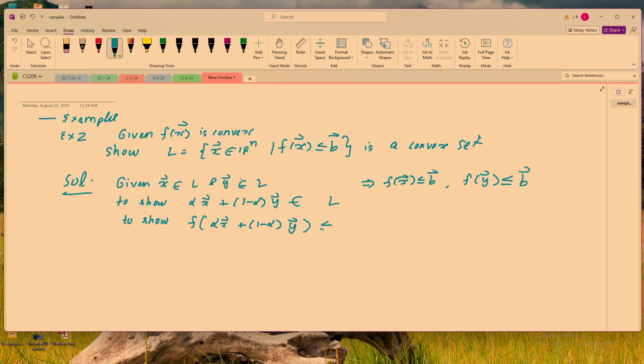and y is less than or equal to b. This is to show. Everybody with me? Yes or no? Now what do I do? Right. So we have not used the fact that f is convex.